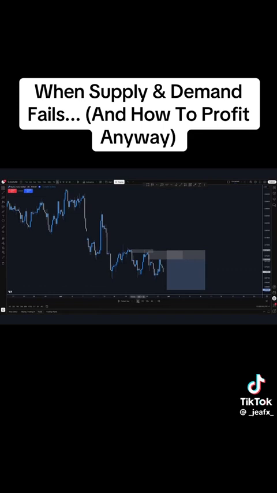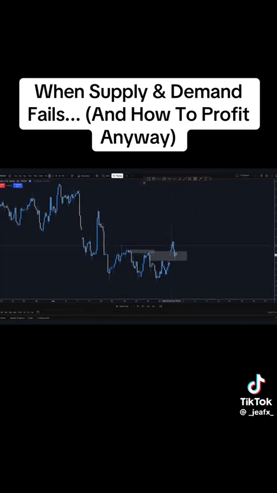However, you see the market comes through and then actually breaks above this supply zone, which actually then creates a supply fail here.